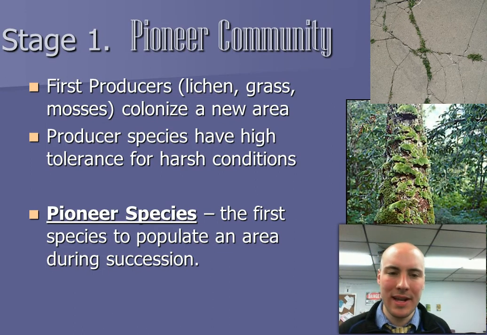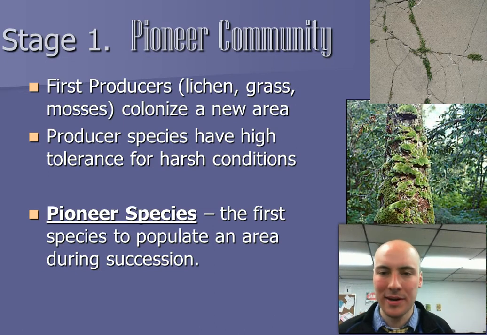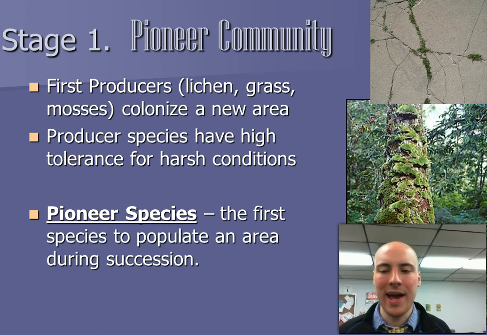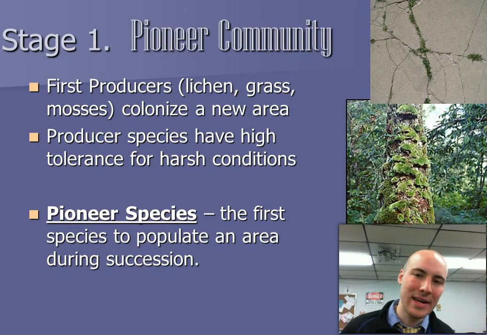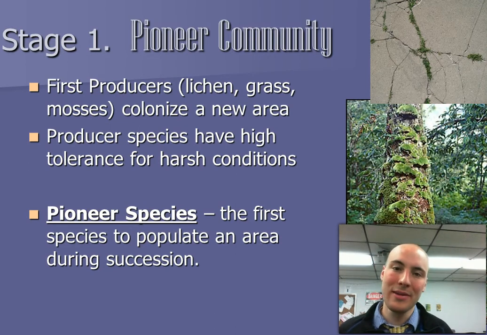So at the very beginning, you have what is called a pioneer community. And these are the first producers that will colonize a new area. So let's say you have totally barren land, like a volcanic island that pops up, and there's no nutrients at all because it's all just solid rock. Well, what's going to eventually happen is there might be some birds that fly into the area and maybe they poop on that island. There might be seeds in their poop.